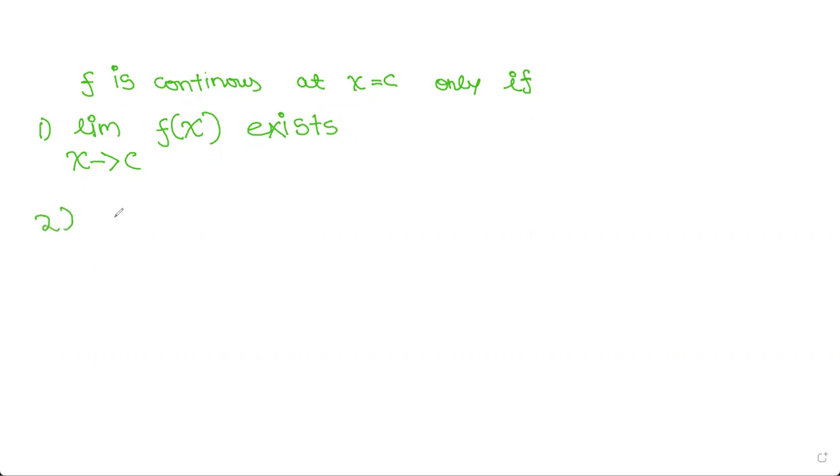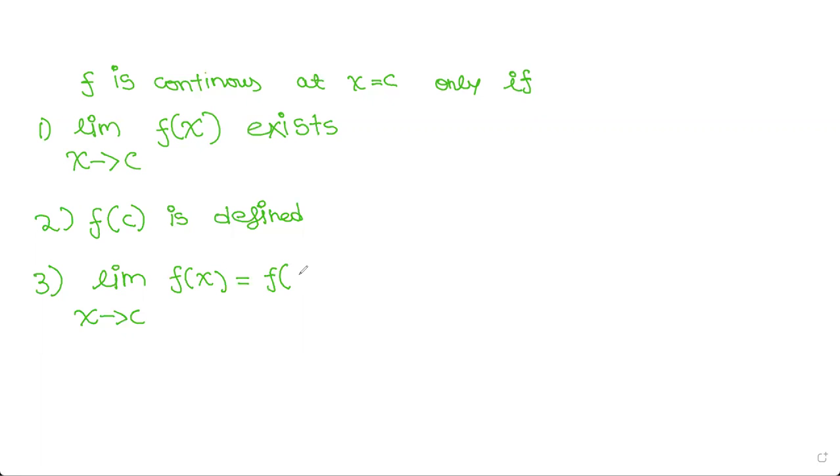Two, f of c is defined, and finally, three, the limit as x tends to c of f of x is equal to f of c. So these are the three rules which a function must follow if it has to be continuous at a certain point.